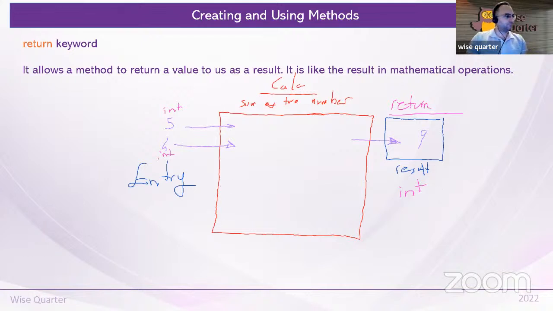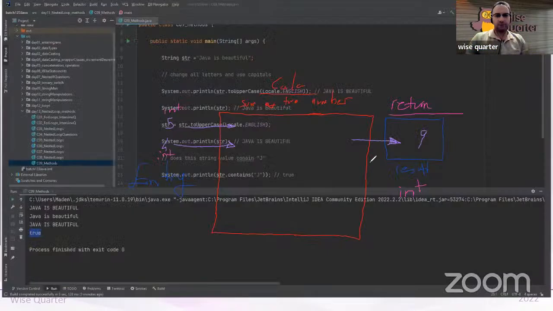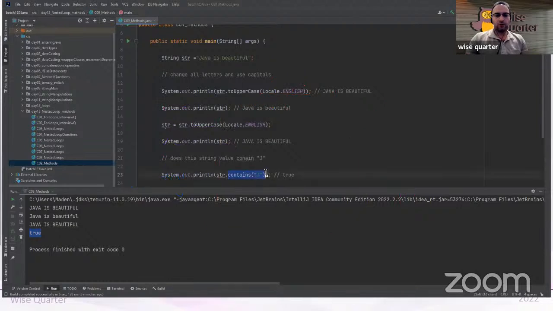For example, what happened when we write this code, contains blah blah. When I try to print this, somehow it printed true. It means it returned true. The answer of this mission, this method, is true.